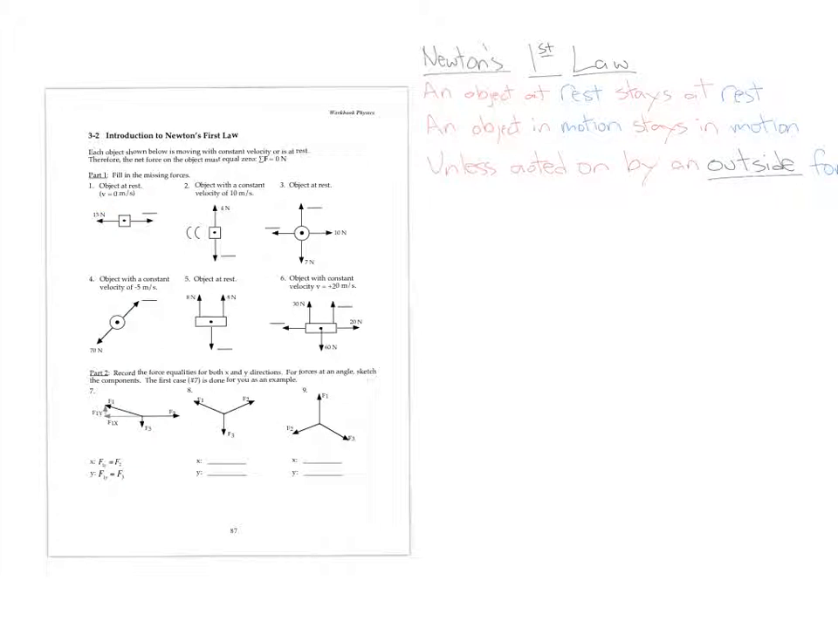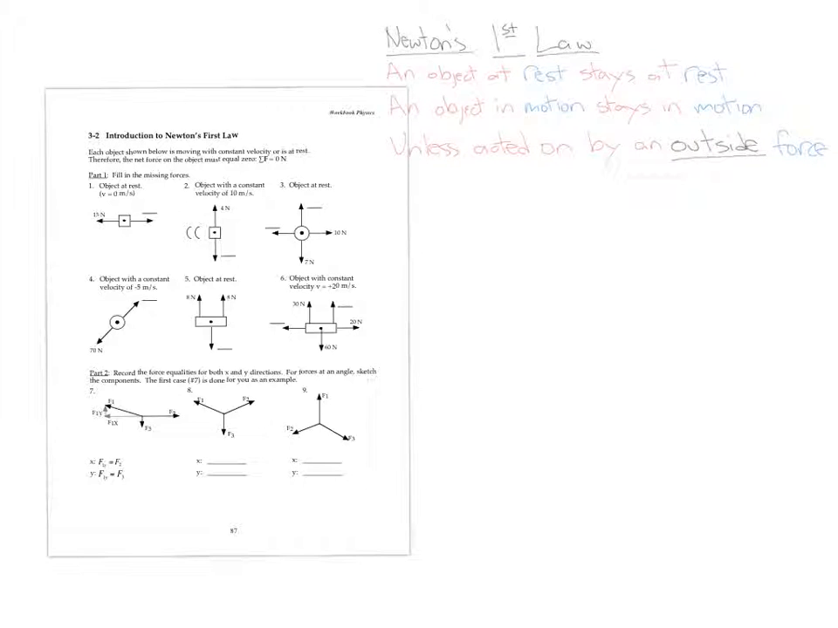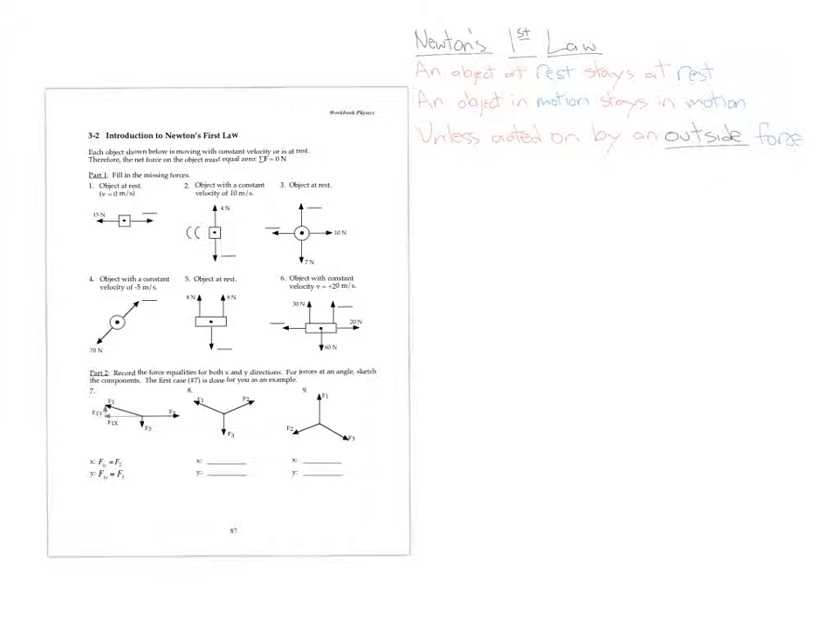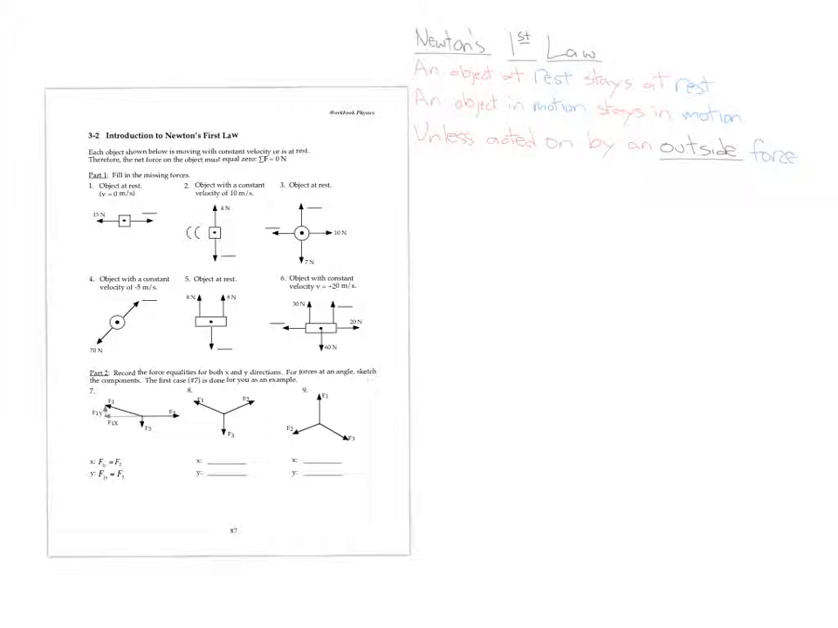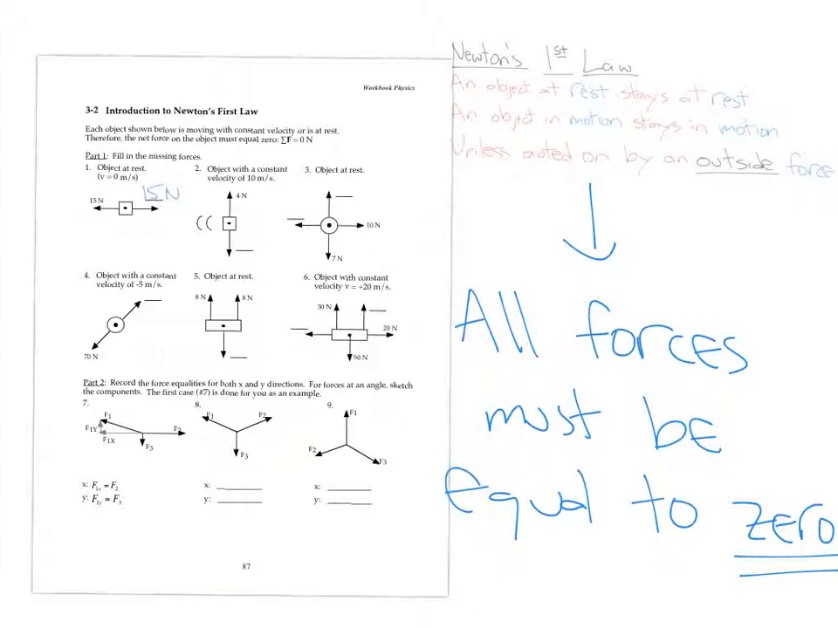Its velocity is 0. So according to Newton's first law, in order for it to be at rest, the outside force or forces acting on it must be equal to 0. Okay, so when we look at Newton's first law, all forces must be equal to 0. That's the consequence of this law. So we look at a situation like number 1.